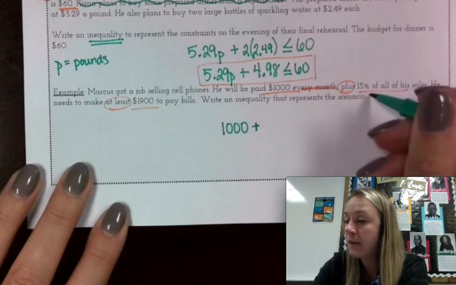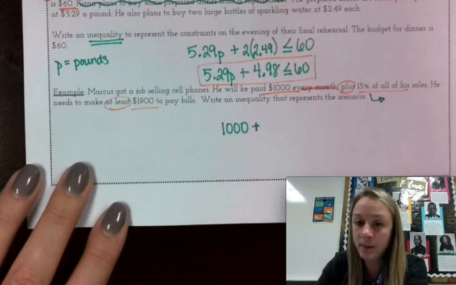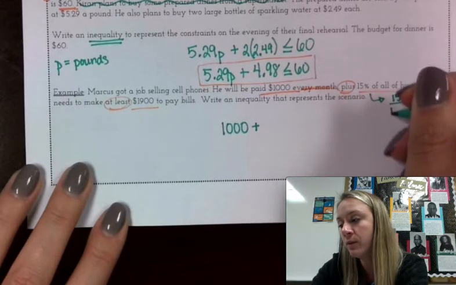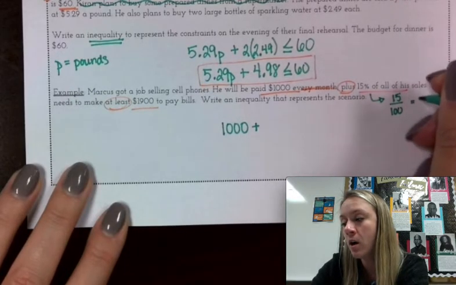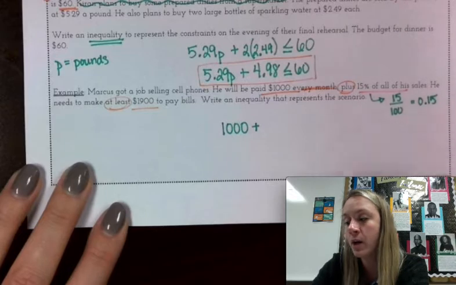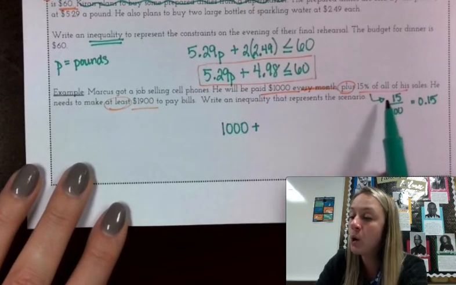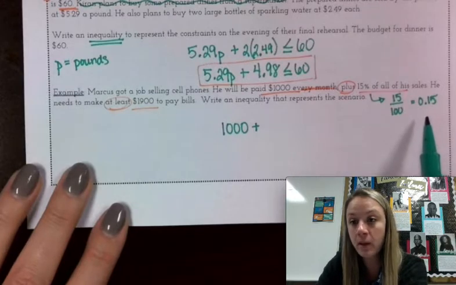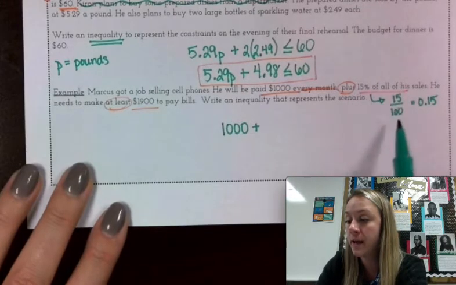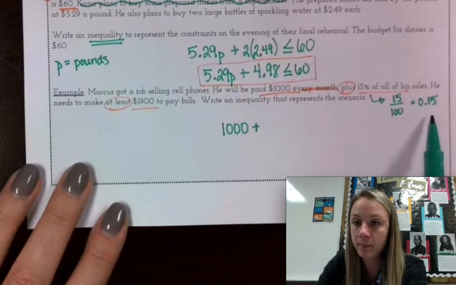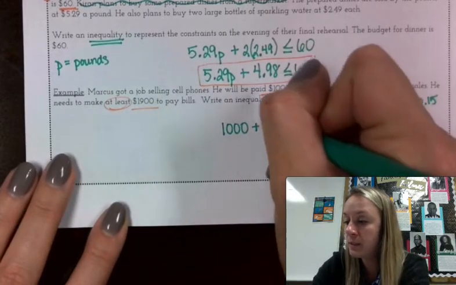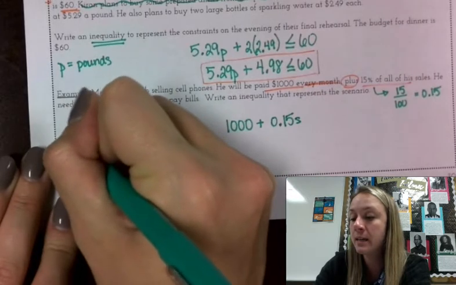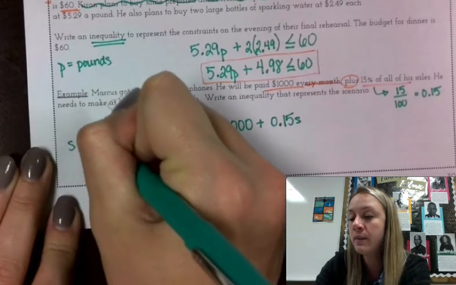sales. Now for 15%, I can't write the percent symbol in the inequality, so I have to figure out the decimal form, and percents are always out of 100. And so if you know that you move the decimal 2 places to the left to get 0.15, that's great. Or I could take that number, divide by 100, and then I get 0.15. So 15% of all of his sales, but we don't know how much money he's making in sales. So I do need a variable.